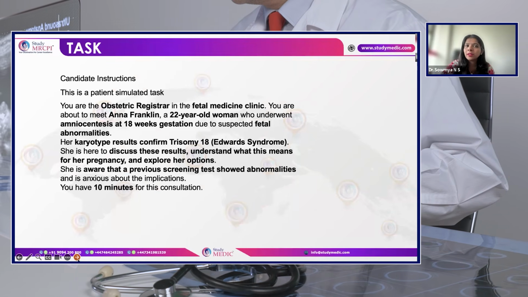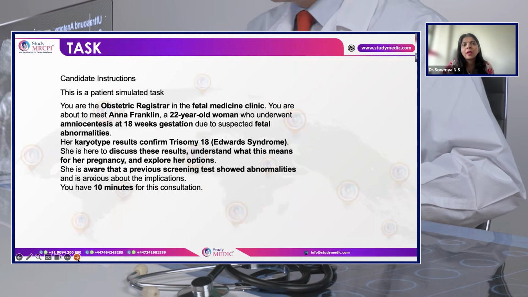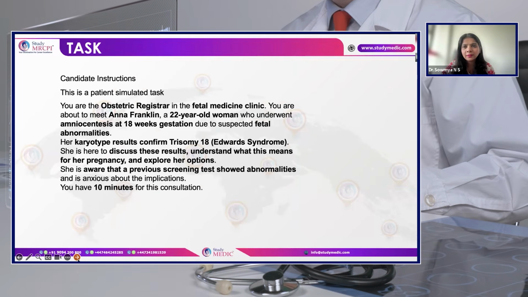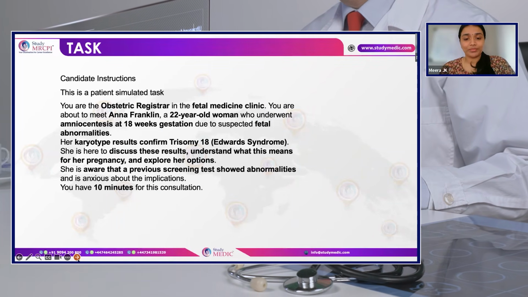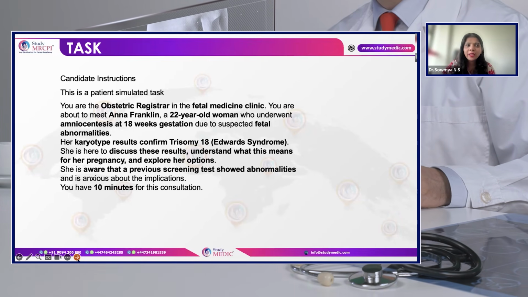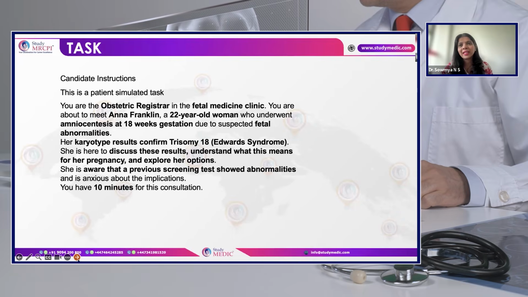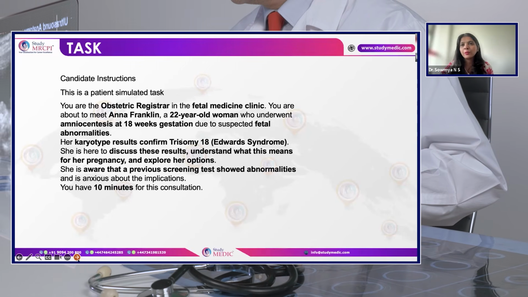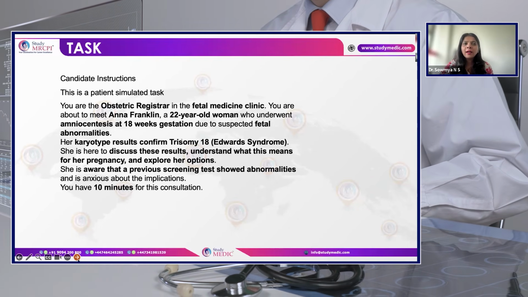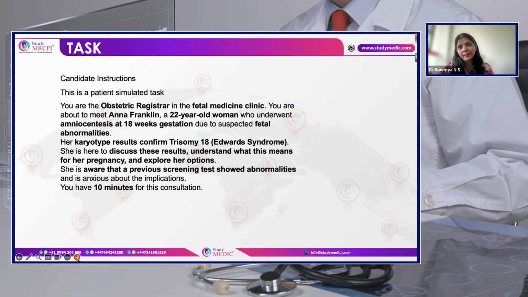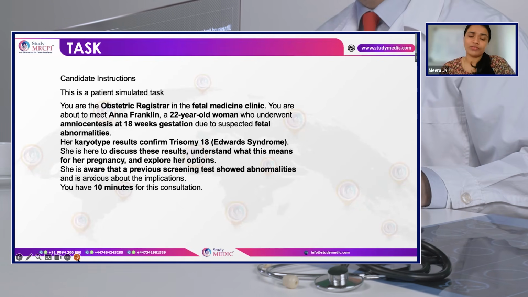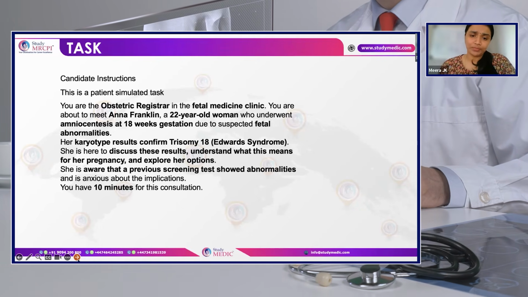Anna Franklin? Yes, ma'am. Hi, Anna, is it okay if I call you Anna? Yes, ma'am. Anna, this is Dr. Sowmya here. I'm one of the registrars in the clinic today, and I'm extremely sorry. The consultant was supposed to meet you, but because of his busy schedule, he has asked me to meet you. Hope that's okay. Yeah, that's okay. Anna, I'm aware that you had gone for a needle test and you are here to discuss the same. Am I right? Yes, I had it done a few days back, in my 18th week.